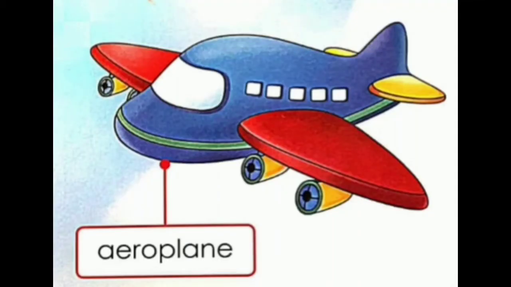This is an aeroplane. An aeroplane flies in the sky. It is the fastest means of transport. It helps us to reach our destination in a short period of time.